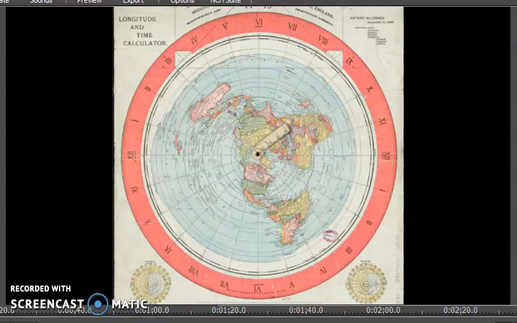The purpose of this video is to explain why Australia is wider on a North Polar azimuthal equidistant projection map. So this is a North Polar azimuthal equidistant projection map. For the sake of brevity, from this point forward, I'll just refer to it as an azimuthal map. You will notice that Australia is clearly wider than the United States.